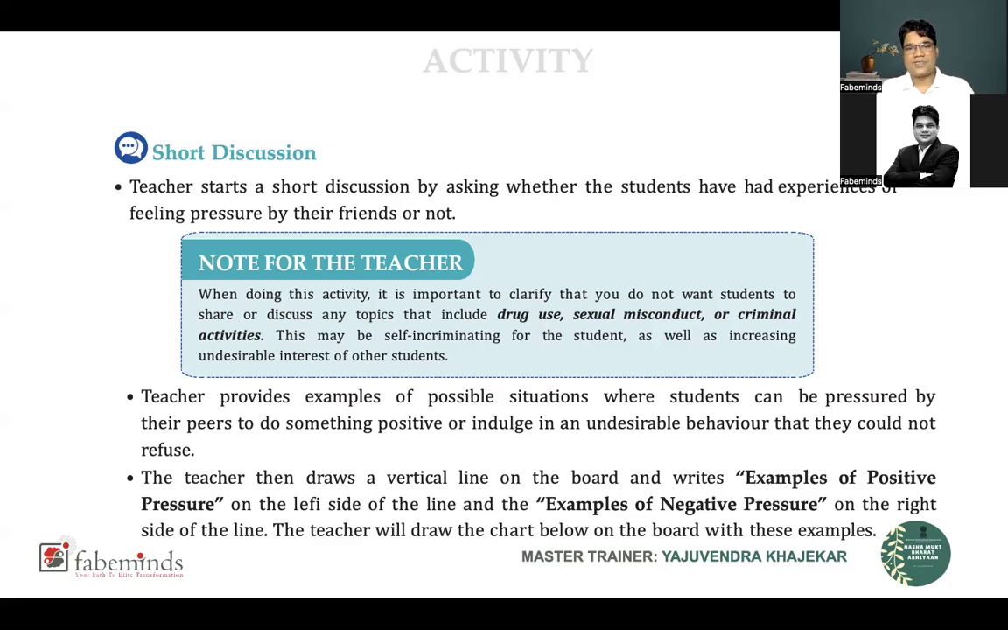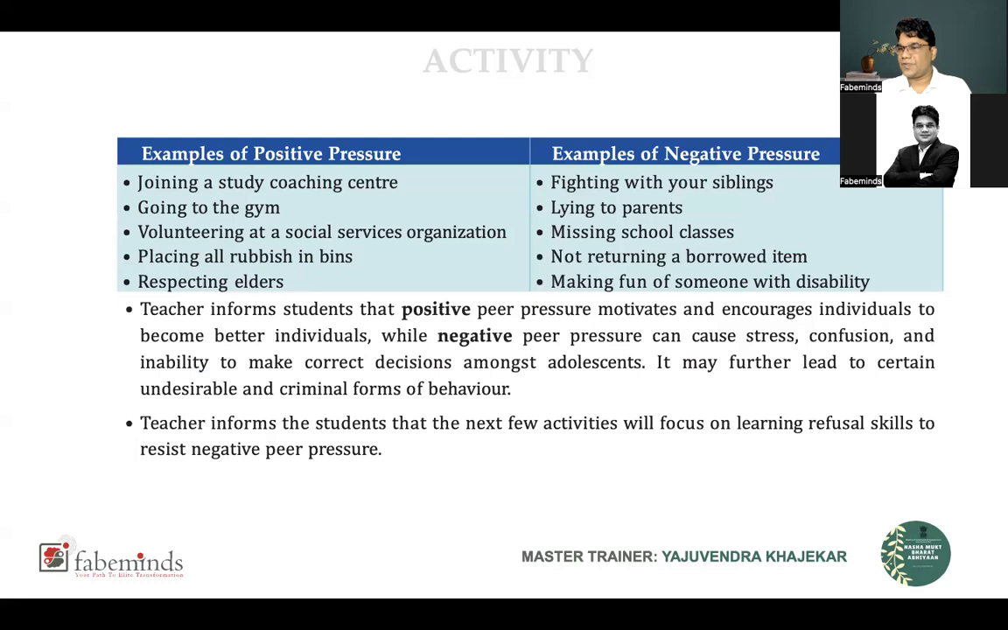Teacher provides examples of possible situations where students can be pressured by their peers to do something positive or indulge in undesirable behavior that they could not refuse. The teacher then draws a vertical line on the board and writes examples of positive pressure on the left side of the line and examples of negative pressure on the right side. The teacher will draw the chart below on the board with these examples. Examples of positive pressure are like joining a study coaching center, like please join where I have joined.